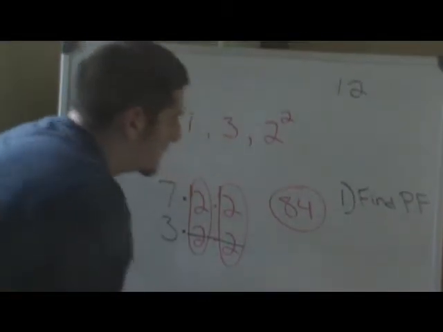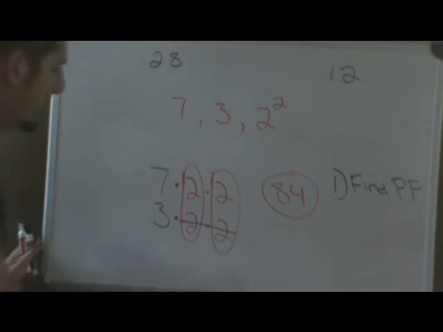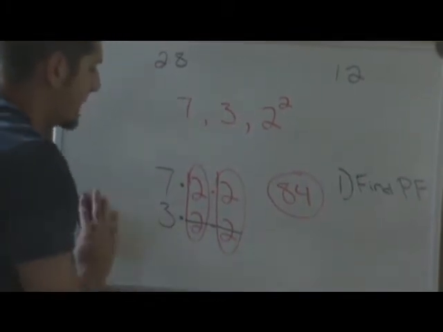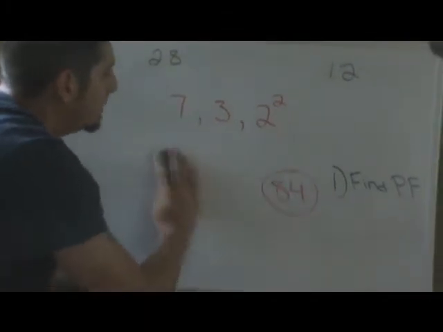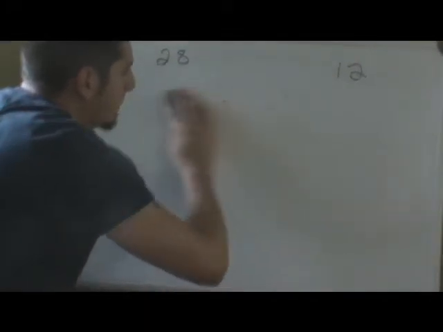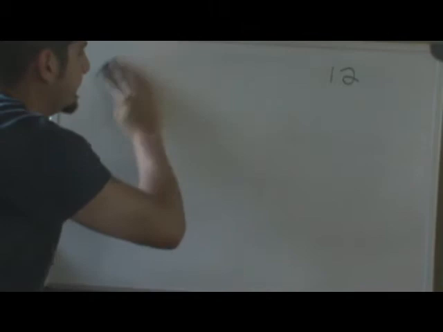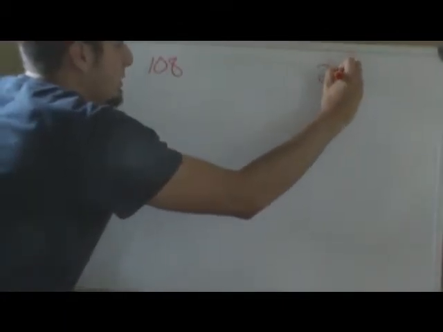Okay. So I'm going to do one more example just to make sure we have this, because I know this might not necessarily make the most sense the first time around. So again, first step is to find the prime factorization. So this time I'm going to use the numbers 108 and 240.